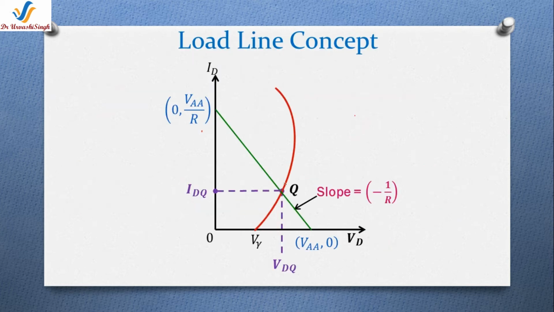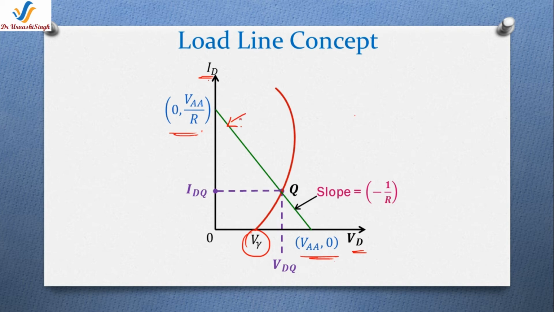So this is our forward characteristic. This V gamma is the cut-in voltage or the threshold voltage, after which the current will increase exponentially. And you can see this is our y-axis, the diode current, and x-axis, the diode voltage. So this is the forward characteristic, and these are the two points that we have derived from the boundary conditions.